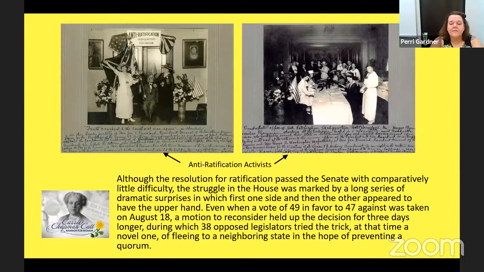Although the resolution for ratification passed the Senate with comparatively little difficulty, the struggle in the House was marked by a long series of dramatic surprises in which first one side and then the other appeared to have the upper hand. Even when a vote of 49 in favor to 47 against was taken on August 18th, a motion to reconsider held up the decision for 3 days longer, during which 38 opposed legislators tried the trick, at the time a novel one, of fleeing to a neighboring state in the hope of preventing a quorum.